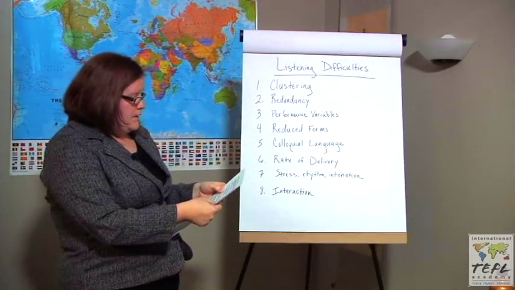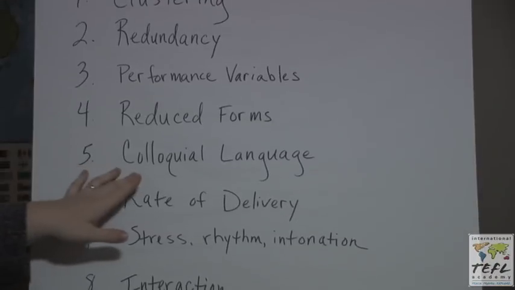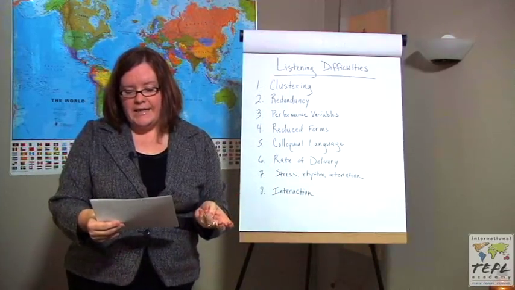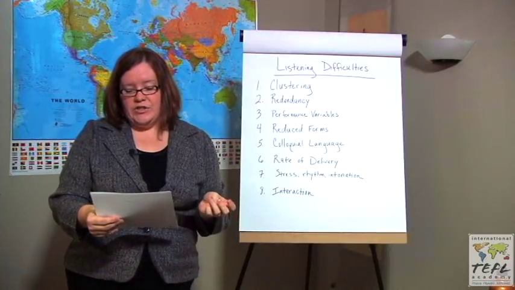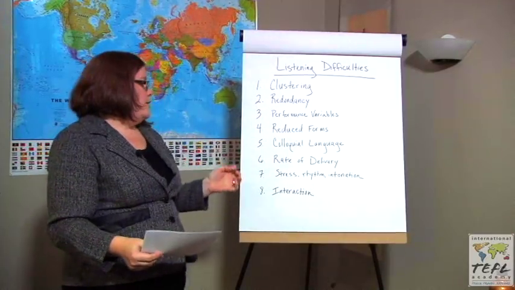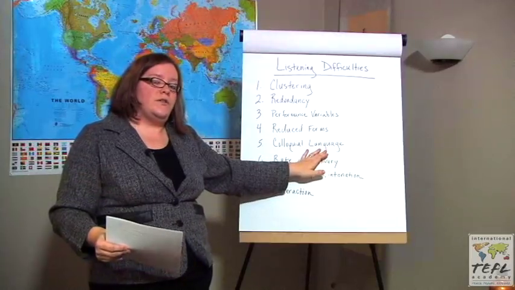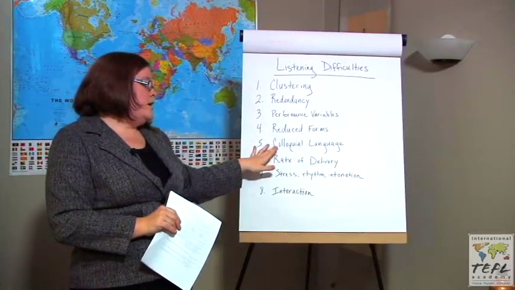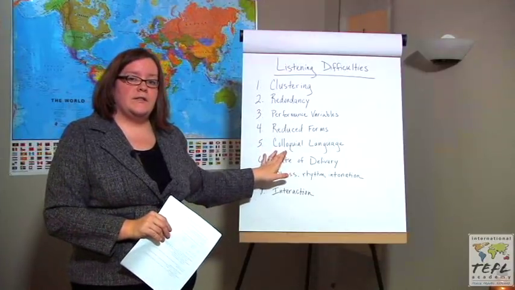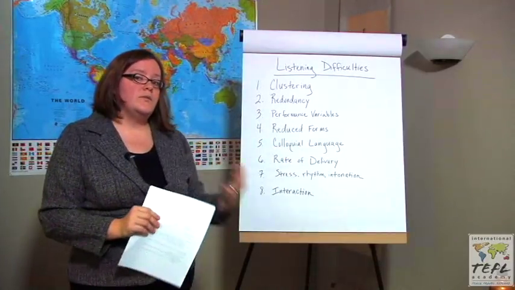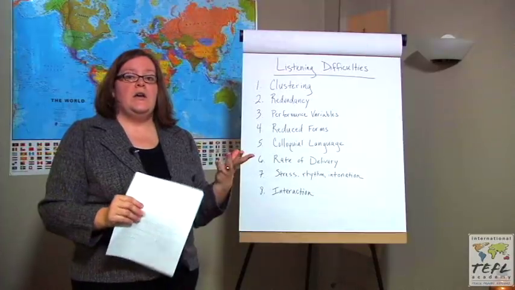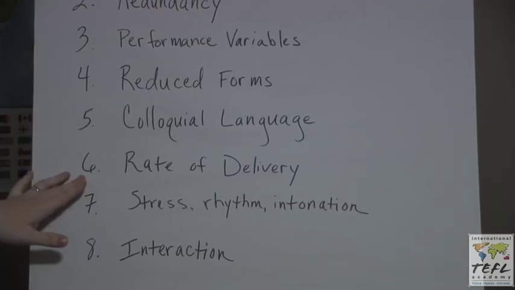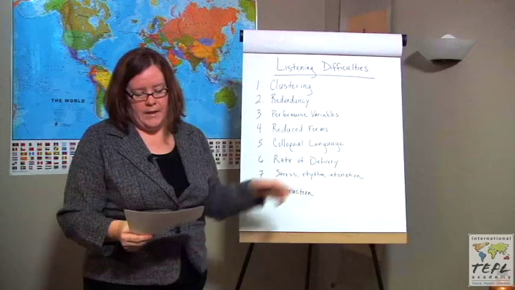All right, let's move on to number 5, colloquial language. This includes idioms, slang, reduced forms, and shared cultural knowledge. Colloquial language is very difficult to learn if you're not in the culture. And this will be a problem for many students that live abroad and don't interact with American or British or Australian culture very often.